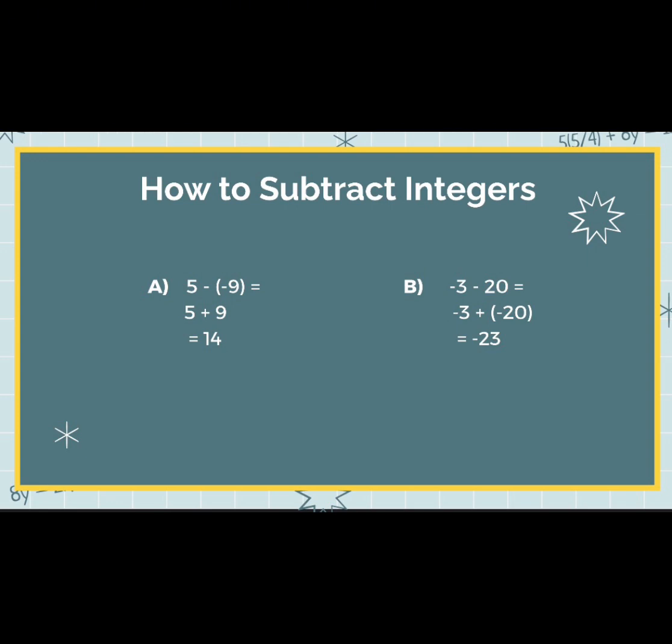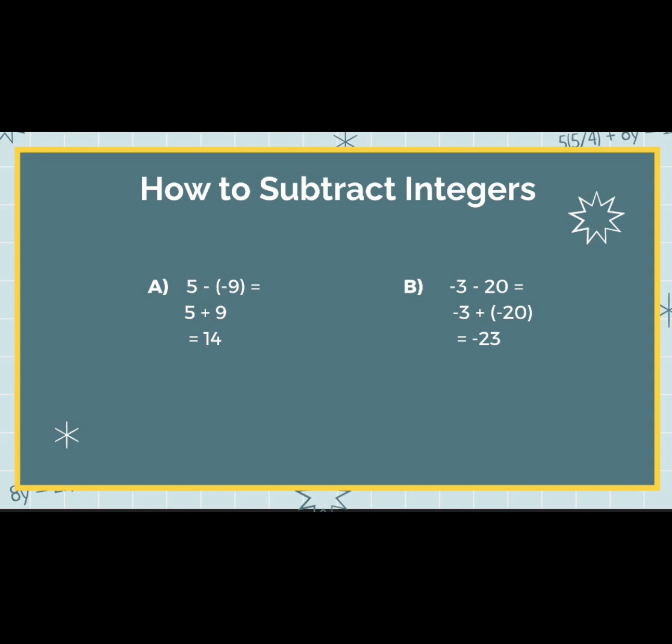So we have 5, and then let's add the opposite of negative 9. The opposite of negative 9 is positive 9. So 5 plus 9 gives us 14. A positive 14, and that's our final answer. Now that answer may not make sense at first. Whenever we subtract a negative, we are actually increasing in value.